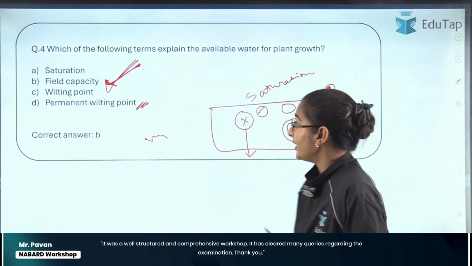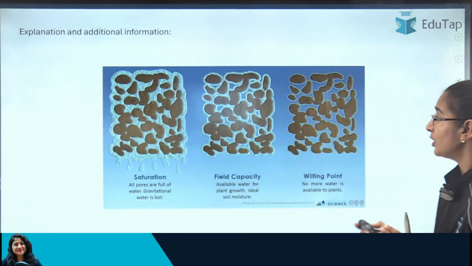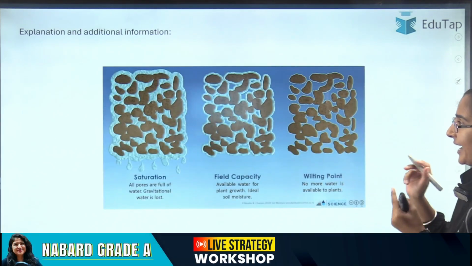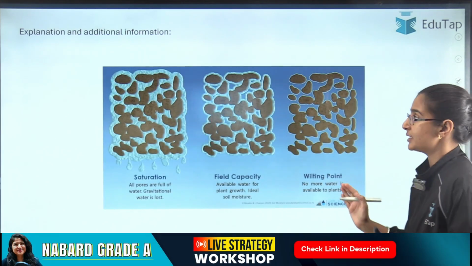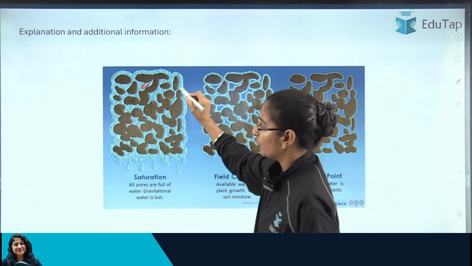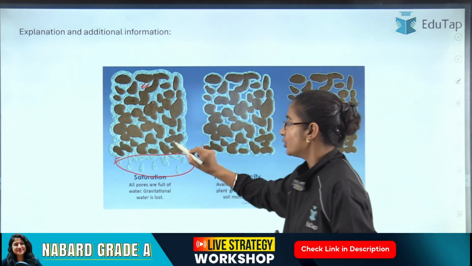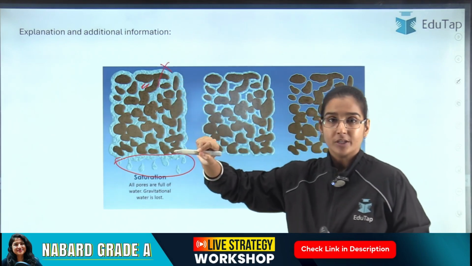All right, so I think with this, all these terms and their concepts are clear to you. Okay, so here is the diagrammatic representation of what I have just explained. As you can see in this picture, all the macropores and micropores are filled with water, and the water is draining down, right? So this water is again not available for the plant's uptake.